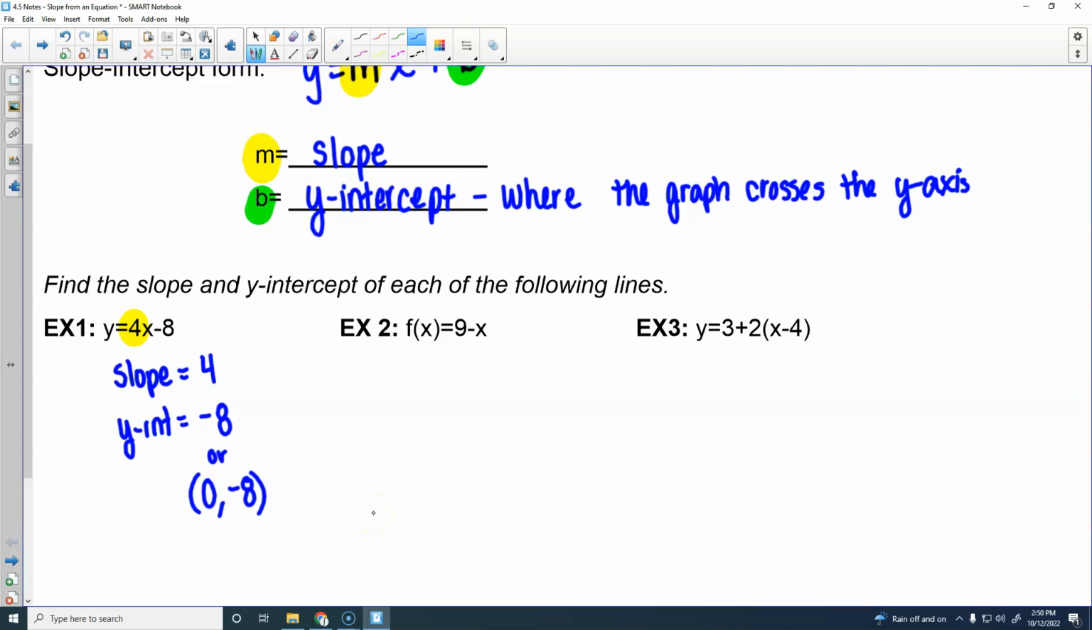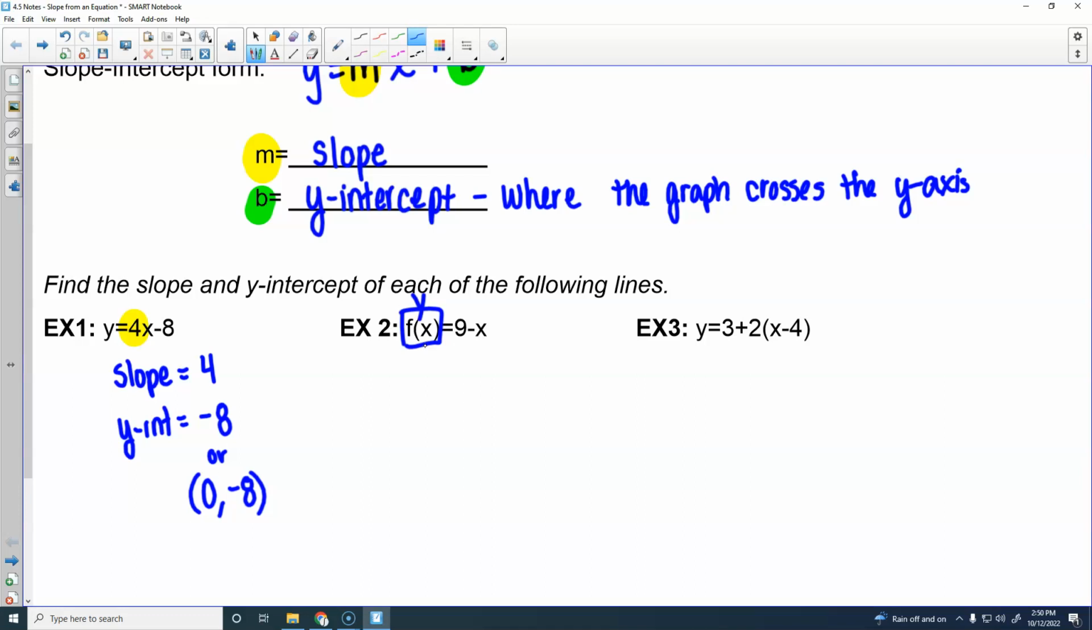Okay. What about number 2? Alright, first of all, what is f of x? It's just like our y. Okay, so this is just like y equals. So f is going to have nothing to do with this. It's just been called the function f, the function f of x. So we're going to treat it like it's our y.